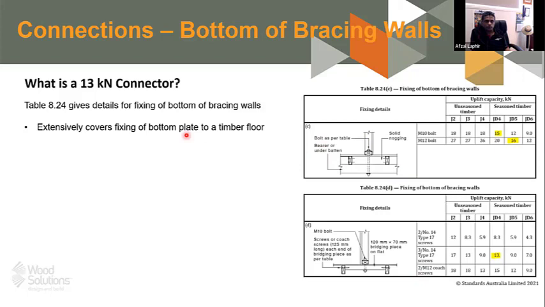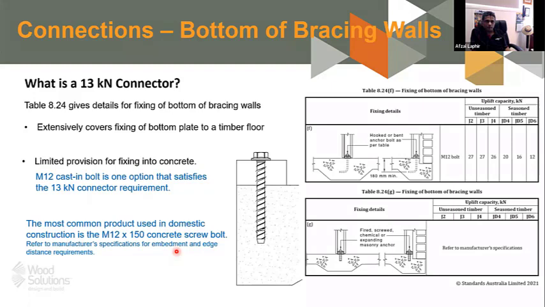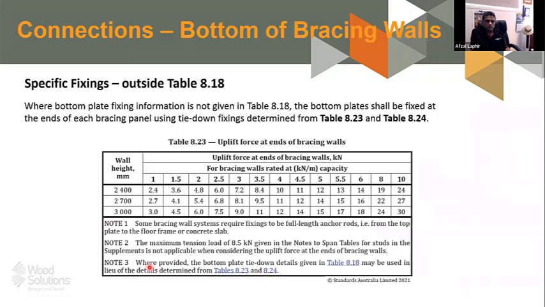Now, the code gives many options when it comes to fixing into timber floors, but not so much into concrete. The cast-in bolt option is not very common here. Maybe it's common in Queensland and North Queensland, but the most common application here is using a concrete screw bolt to achieve this. And then there is also a table, 8.23, which is there to cater to fixings that are outside table 8.18. If you're having a special bracing unit, then you can refer to this table to work out what the tie-down demand is. And also the connections are given in table 8.24. A few details are given.